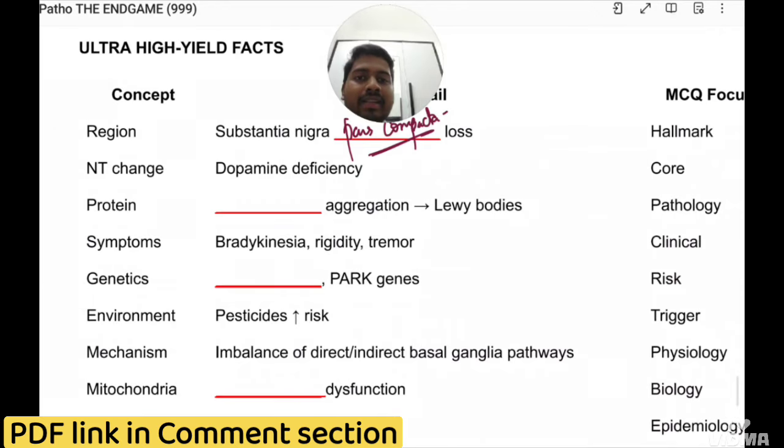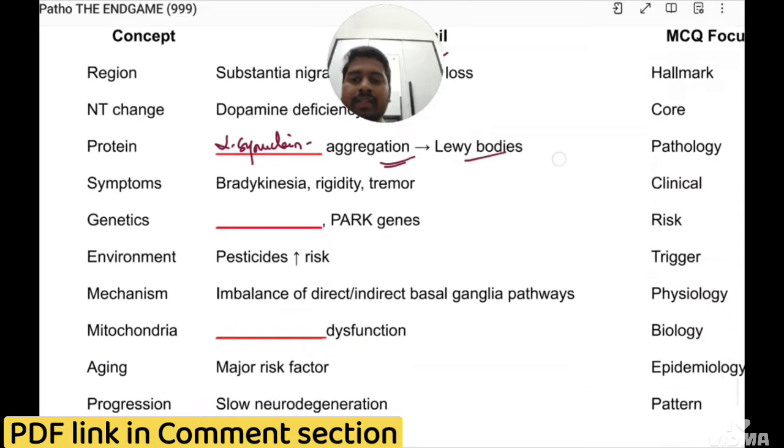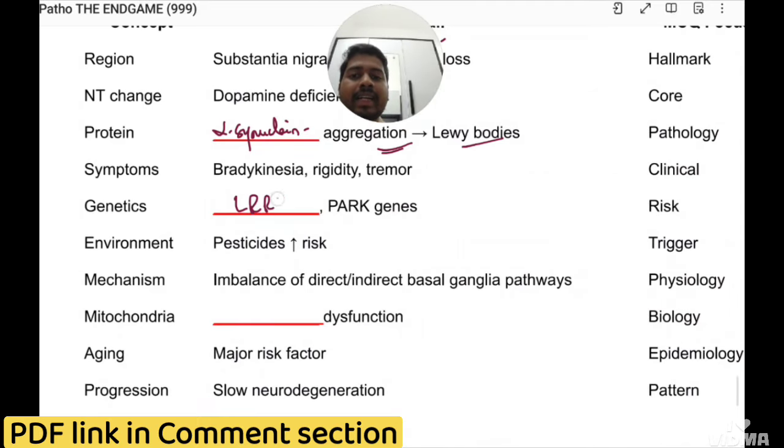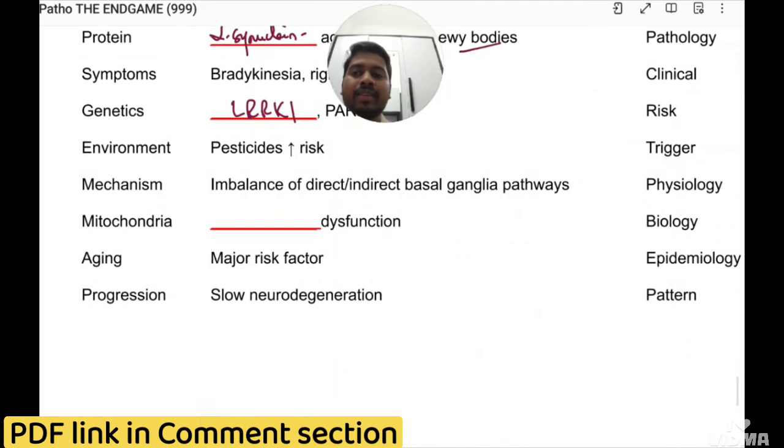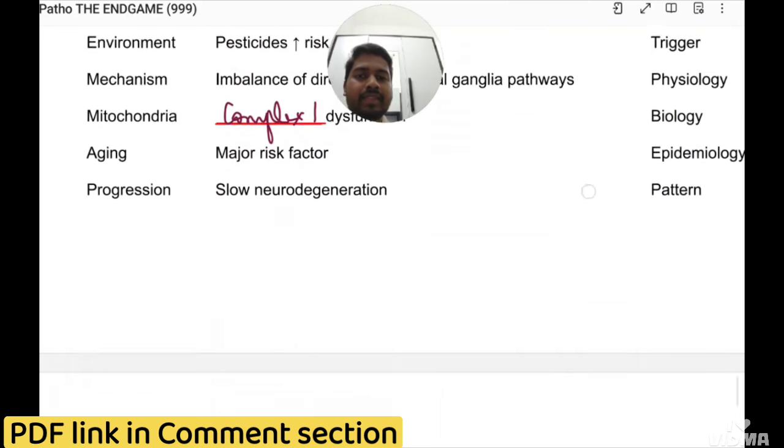Okay, neuron loss happens. Which protein aggregation causes Lewy bodies? Alpha synuclein. Okay, you shouldn't forget this. Genetic sites for LRRK1 gene. Okay, PARK gene anyways you will remember. Mitochondria, which complex dysfunction? Complex 1 dysfunction.